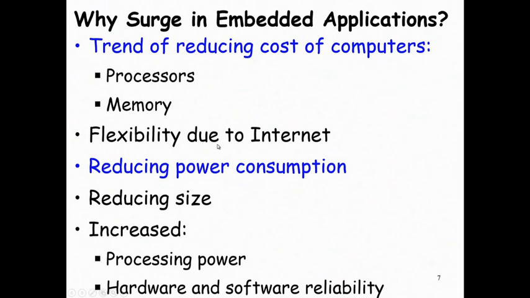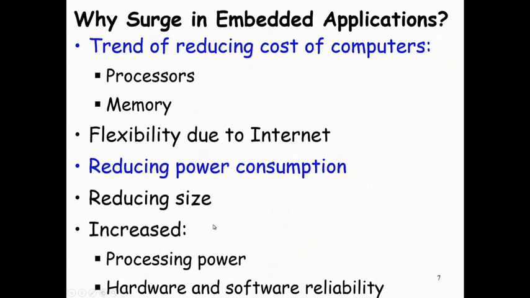And then the flexibility due to internet, many of these embedded applications are interconnected, and that has made them much more popular. And also their sizes have reduced, processing power has increased, and the reliability has increased to an extent that they can be used in very safety critical applications. Earlier only mechanical systems were used. For example, in a typical car, 50 to 60 processors are being used and hosting real time operating systems.